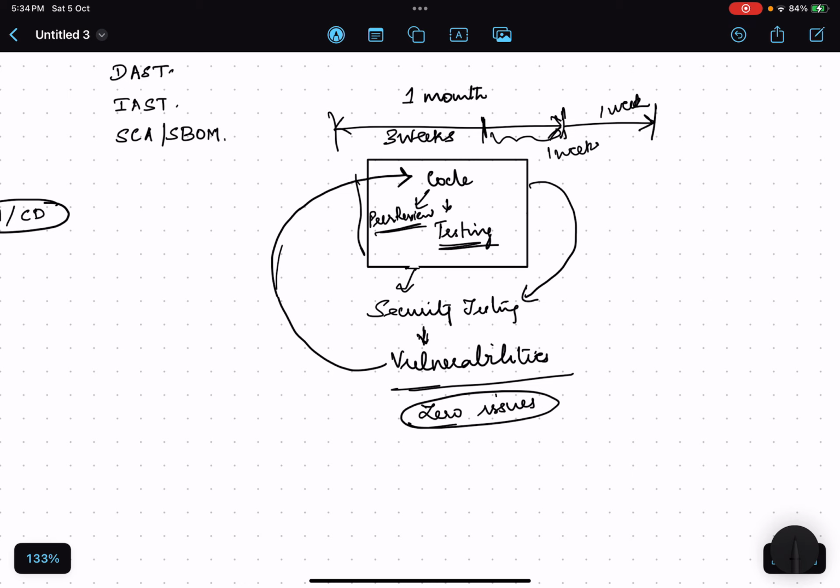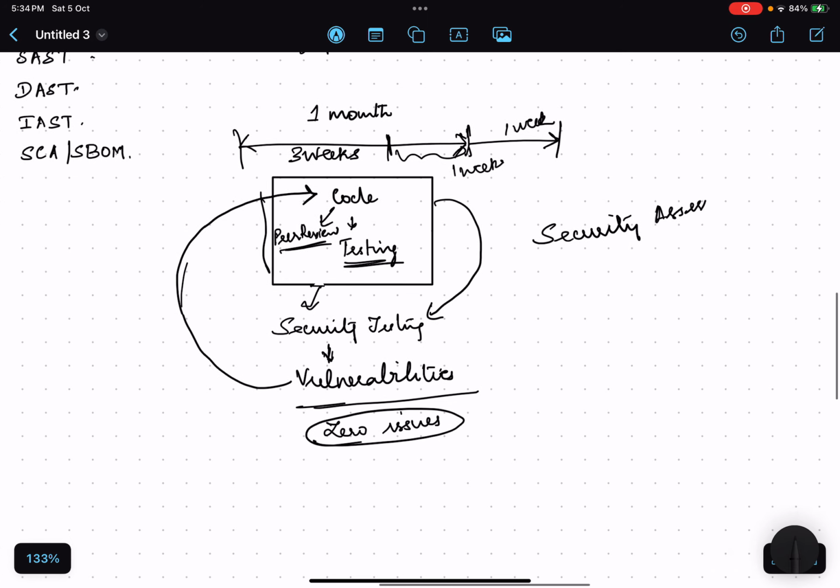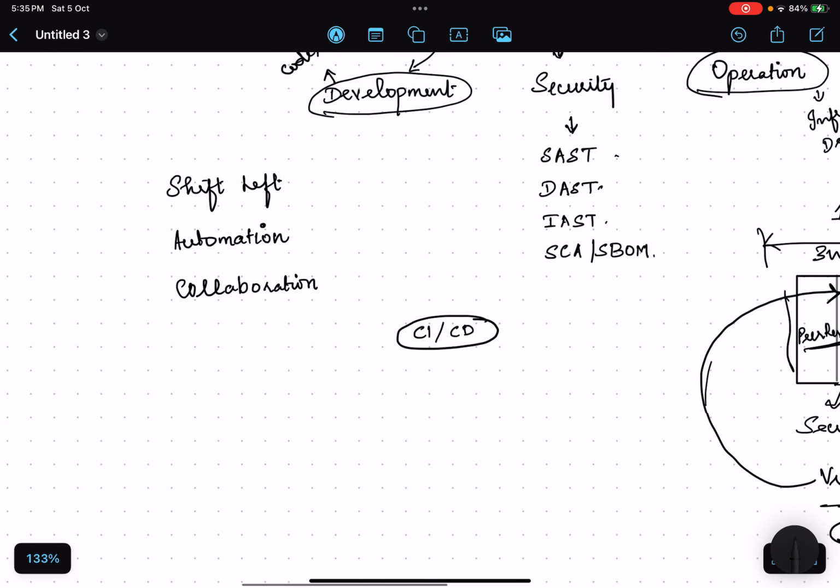So traditionally, security assessments have always delayed the production deployment. So this was an issue, right? We cannot go ahead and deploy a vulnerable product, and at the same time we cannot delay the production deployment, and that is where this concept of shift left came into the picture.